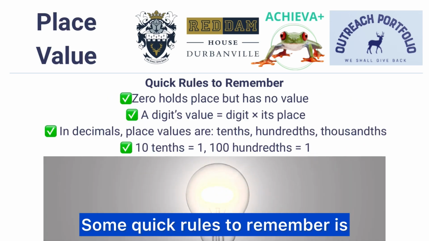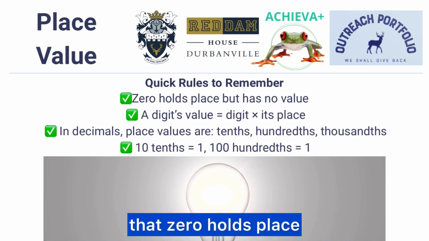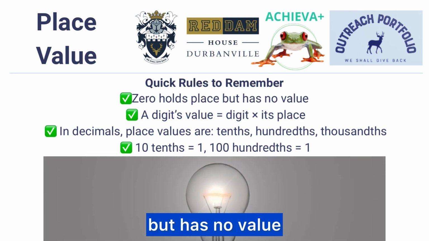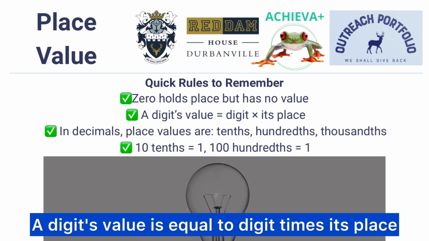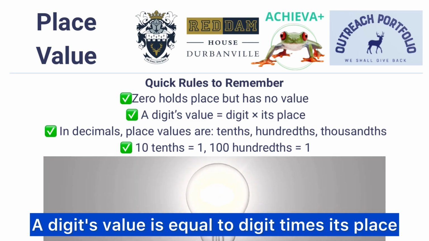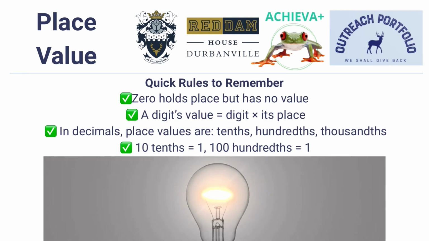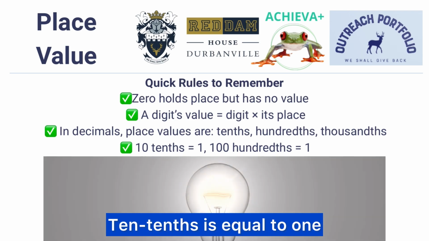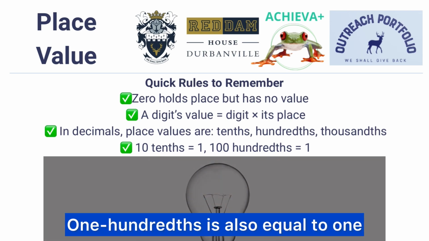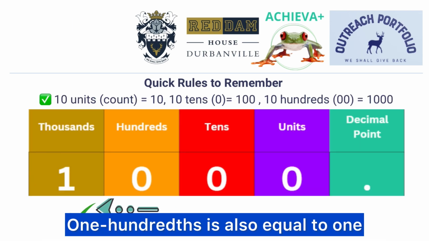Some quick rules to remember is that 0 holds place but has no value. A digit's value is equal to digit times its place. In decimals, place values are tenths, hundredths, thousandths, and smaller. 10 tenths is equal to 1. 100 hundredths is also equal to 1.